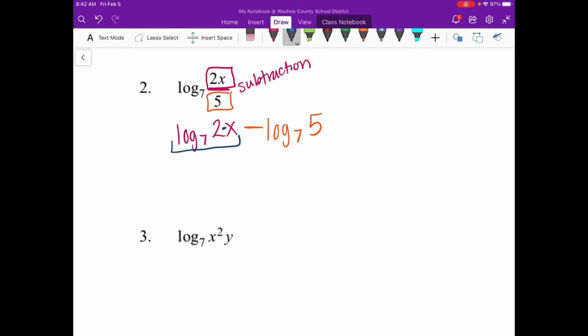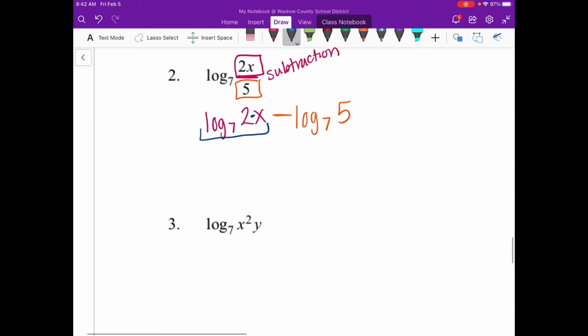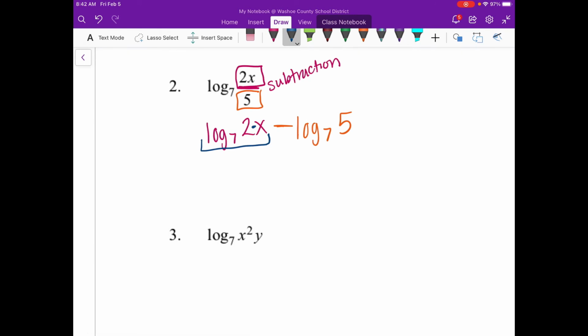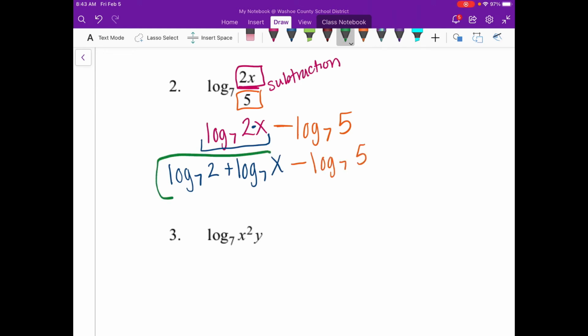This right here is technically 2 times x, right? And I know that the multiplying can be split up into addition, so I can go log base 7 of 2 plus log base 7 of x, and then keep the minus log base 7 of 5. So that would be fully expanded, making sure that there's only one term per log term.